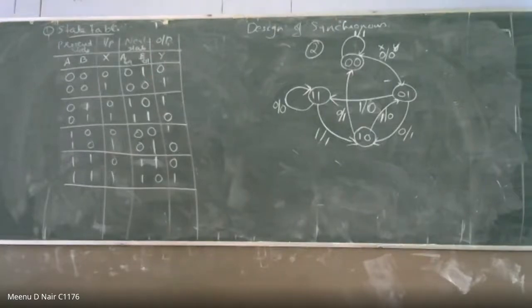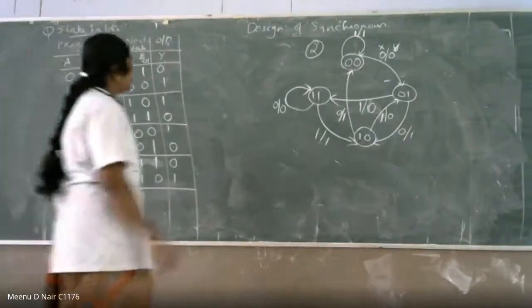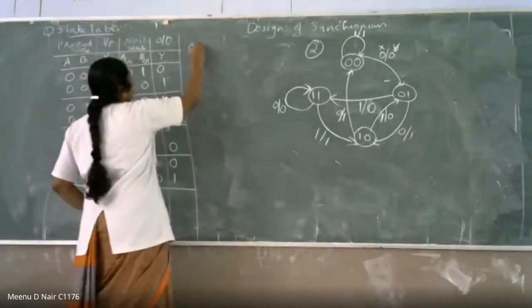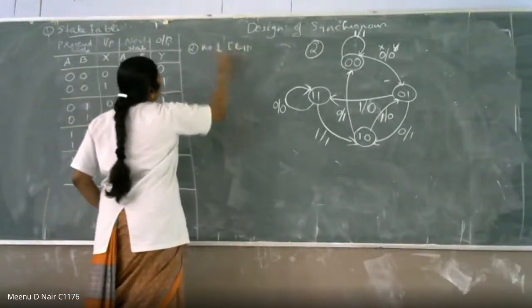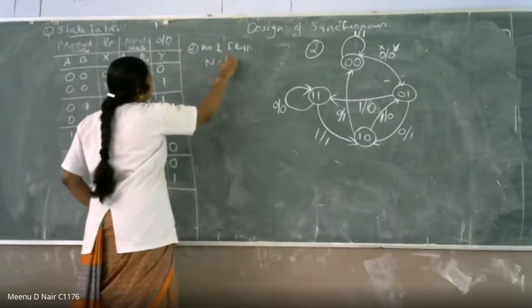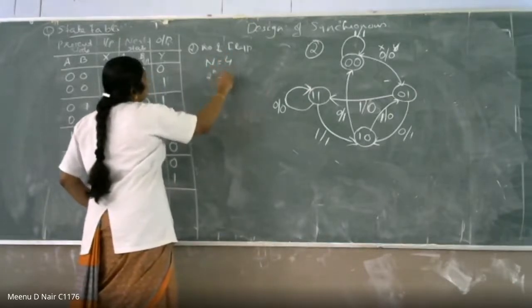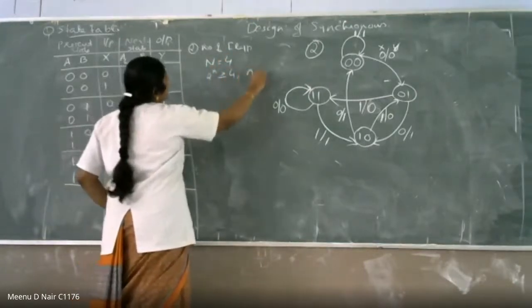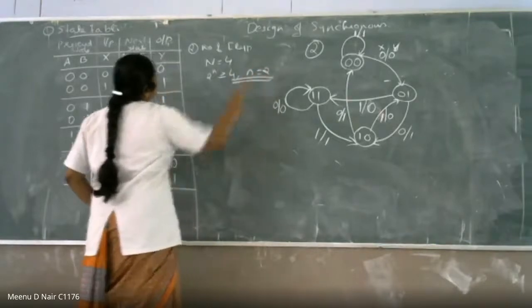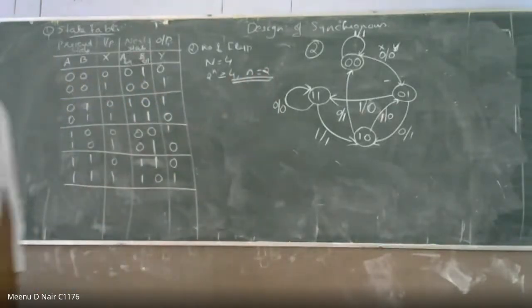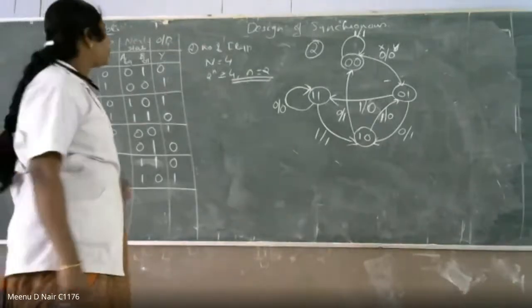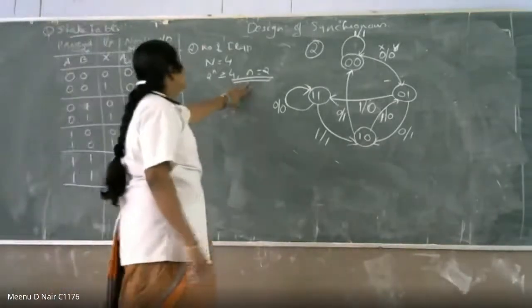Yeah, it's fine. So what is the second step? The second step is you have to find out the number of flip-flops. So how many states are there? 4 states. Capital N is equal to 4. 2 raised to n is greater than or equal to 4, so n is equal to 2. You require only 2 flip-flops.